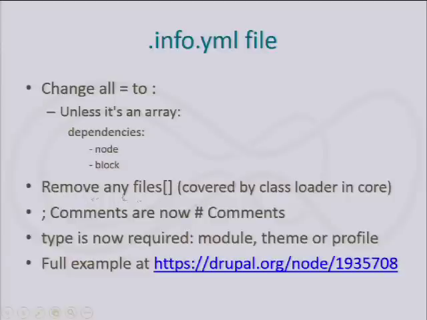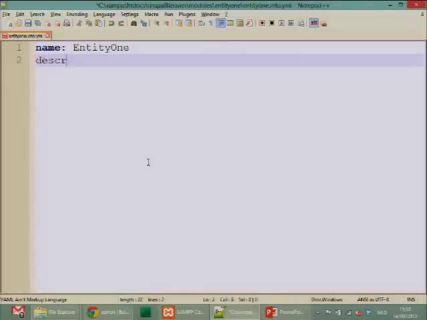All files are removed, so you don't have to reference files anymore. The core class loader auto-discovers them and auto-loads them whenever necessary. So you do not have to list any more files here. Comments are now hash comments, no longer semicolons. And we have a new required key, and that's the type. I'm going to make a small example. So, name. This is the human-friendly name, not the machine name, so with spaces, uppercase, etc. Description.